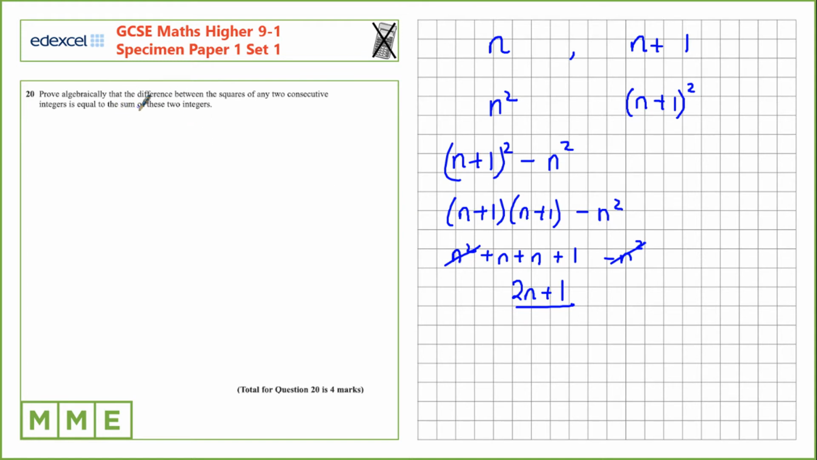Now let's check that it's equal to the sum of the two integers. We have our two integers there, n and n plus 1, and if we add those two together, we get 2n plus 1. So we've proved that the difference between the two squares, this calculation, is equal to the sum of the integers, this one.